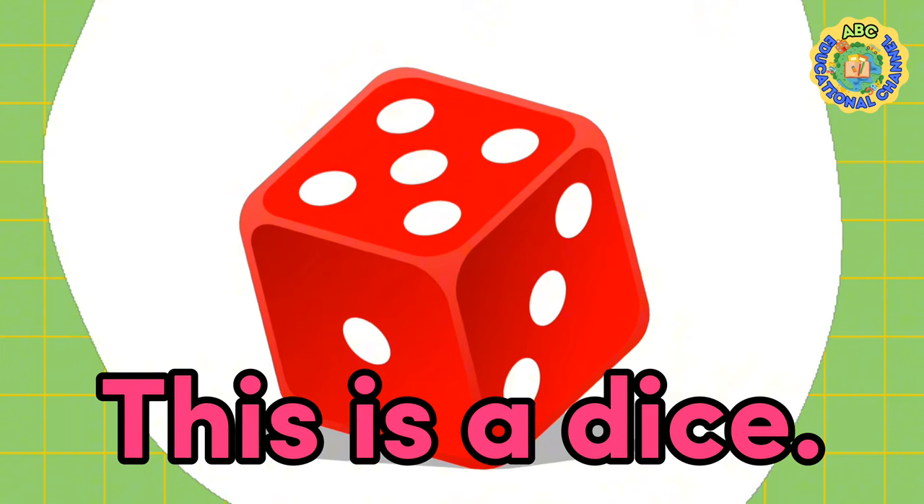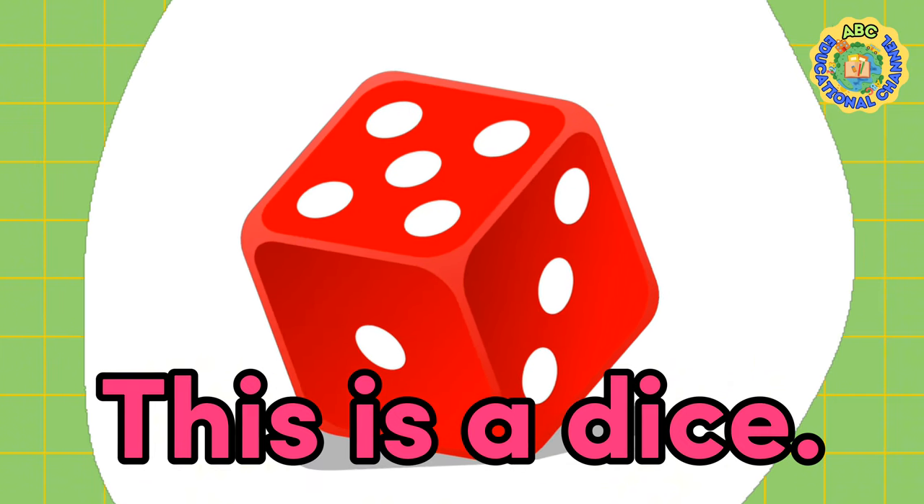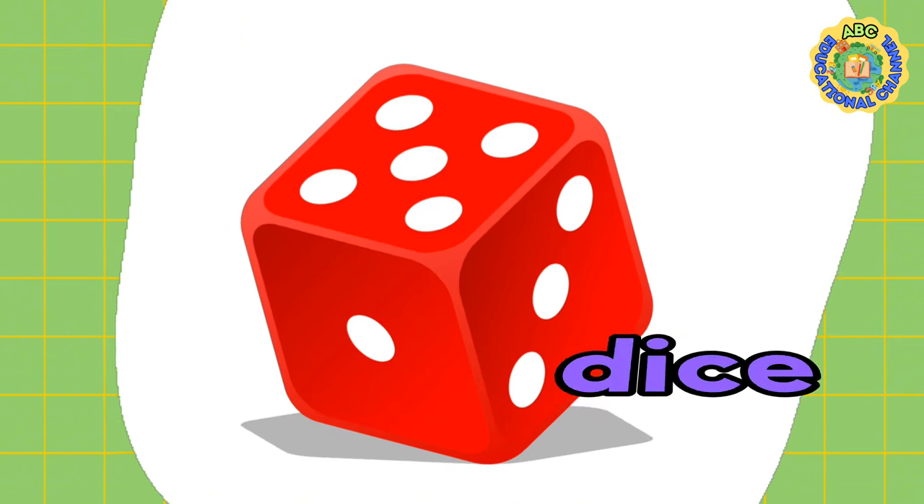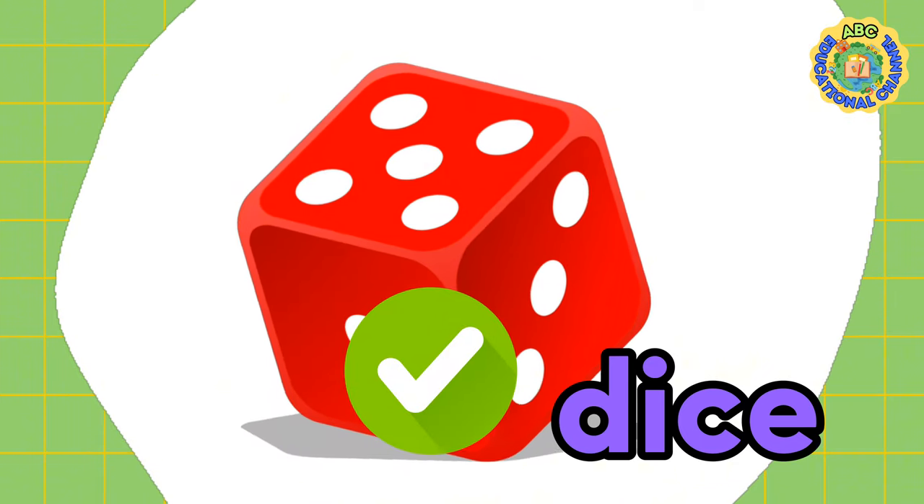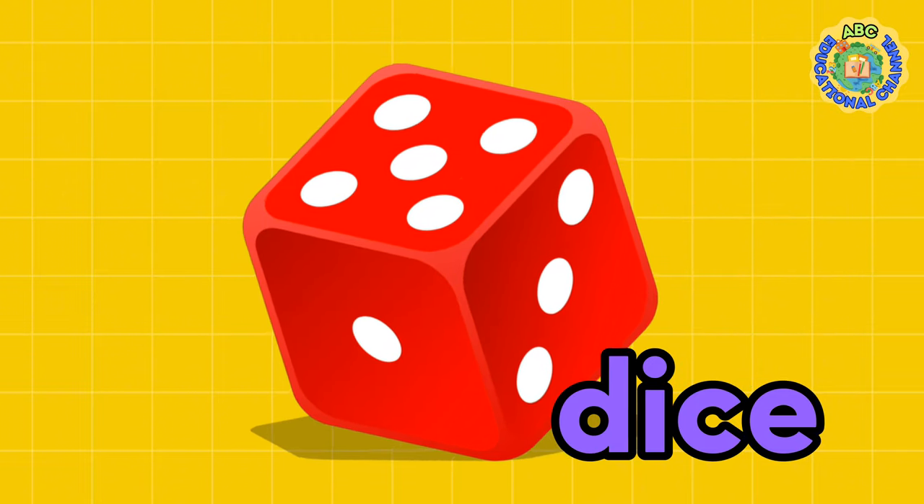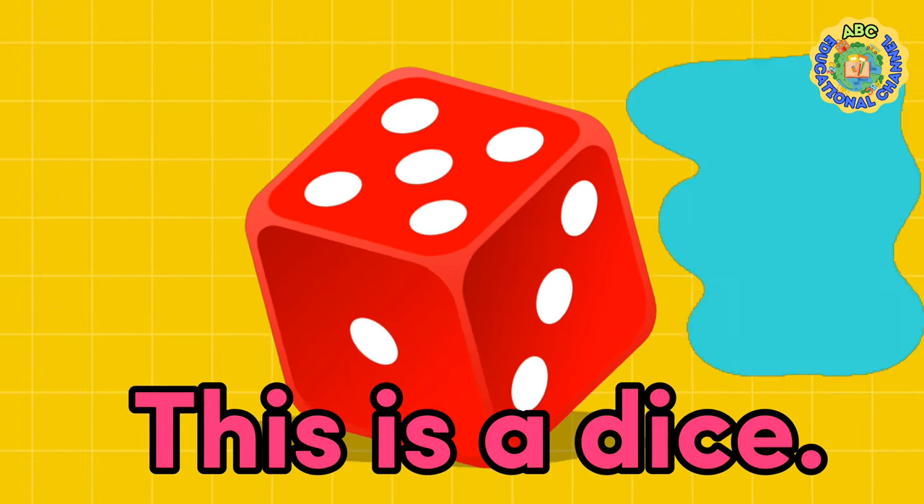This is a dice. Dice starts with the letter D. Dice. Let's say it again. This is a dice.